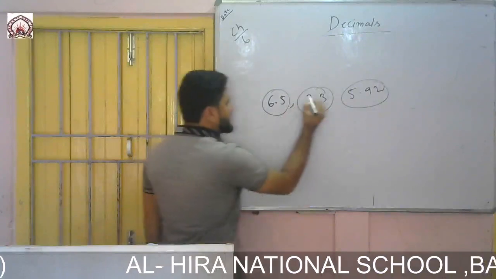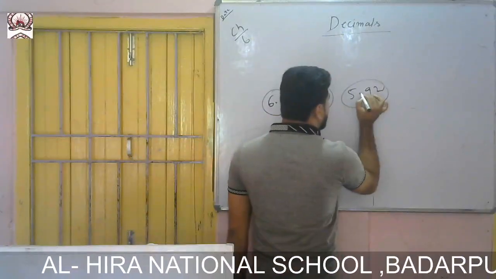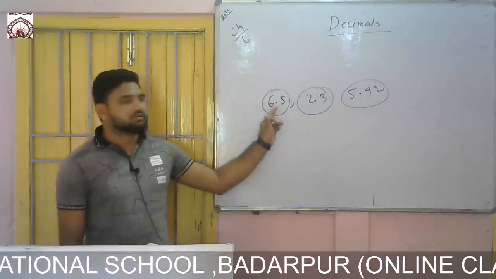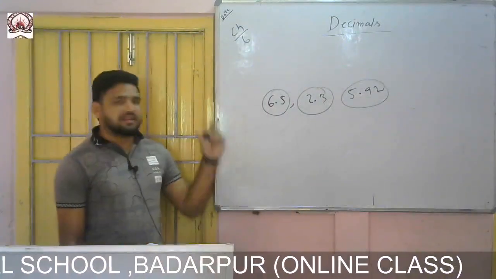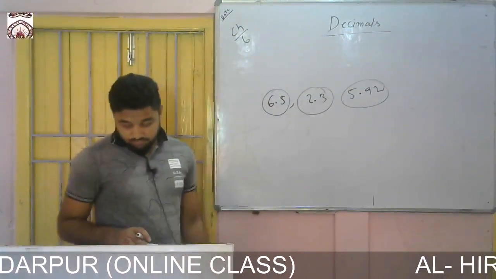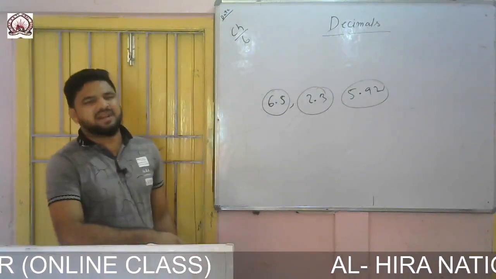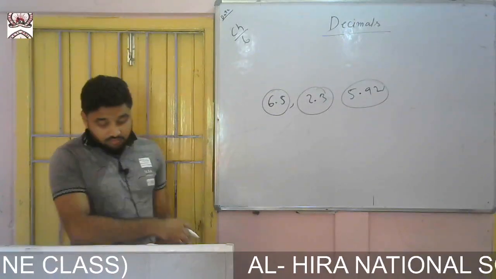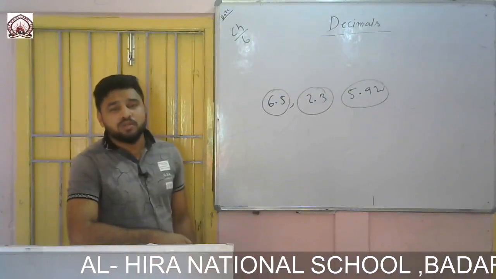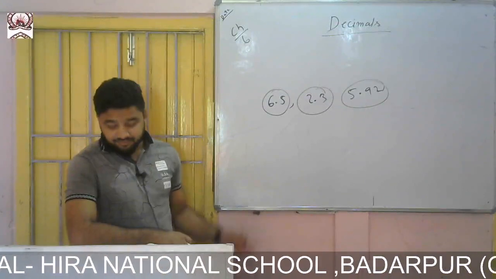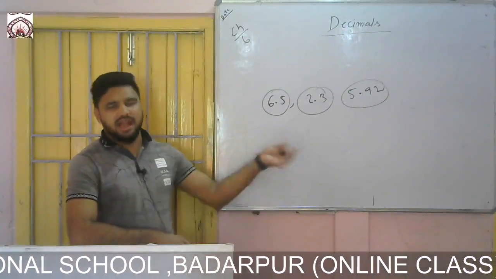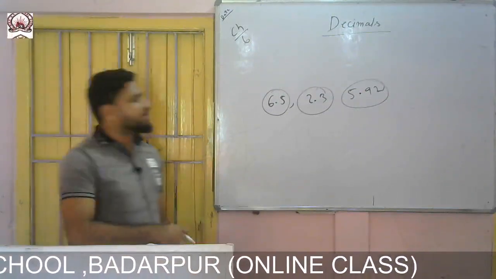Okay, this point, if we see a point in a number, then these numbers are decimal numbers. Now what is a decimal fraction? A decimal fraction is a fraction whose denominators are 10, 100, 1000, 10,000, like this. That means multiples of 10.